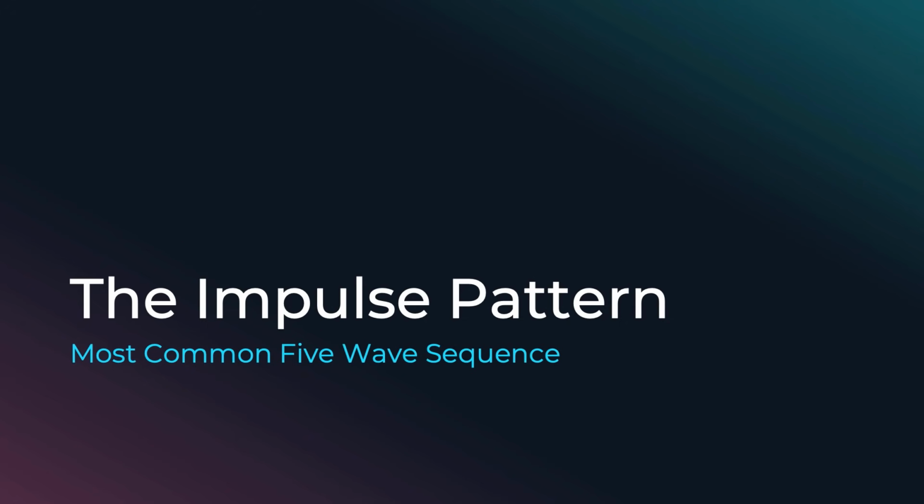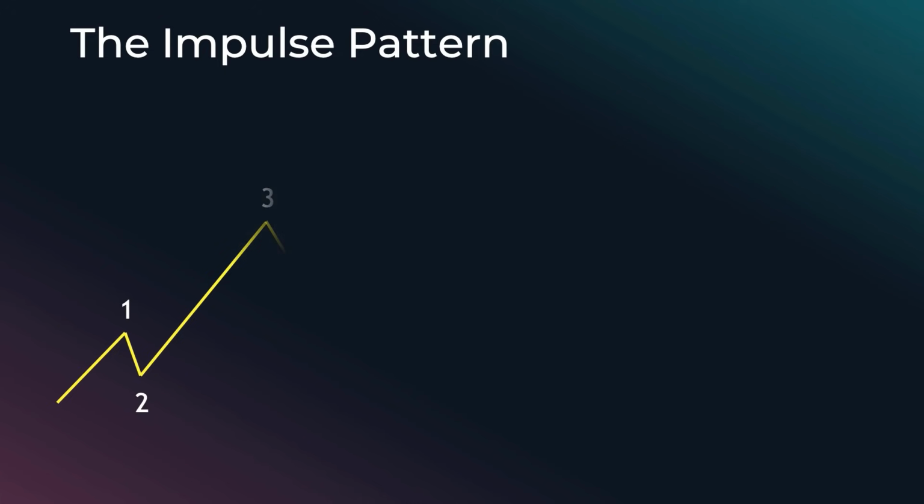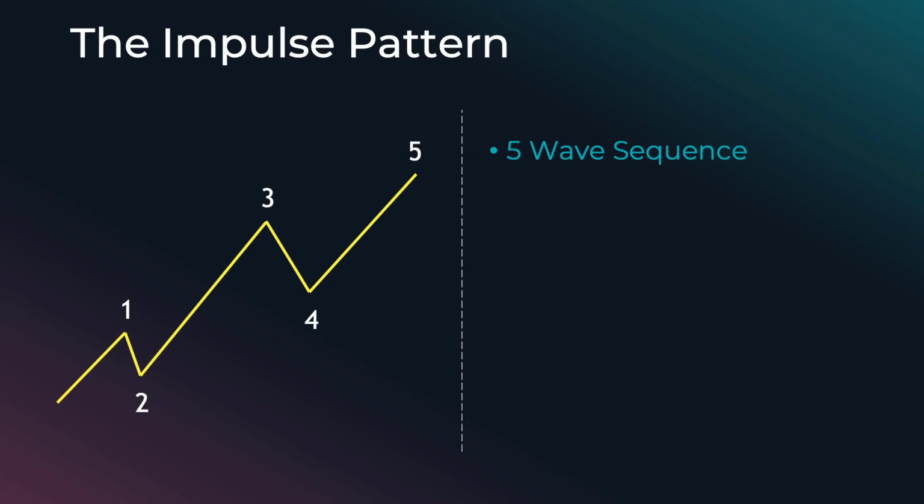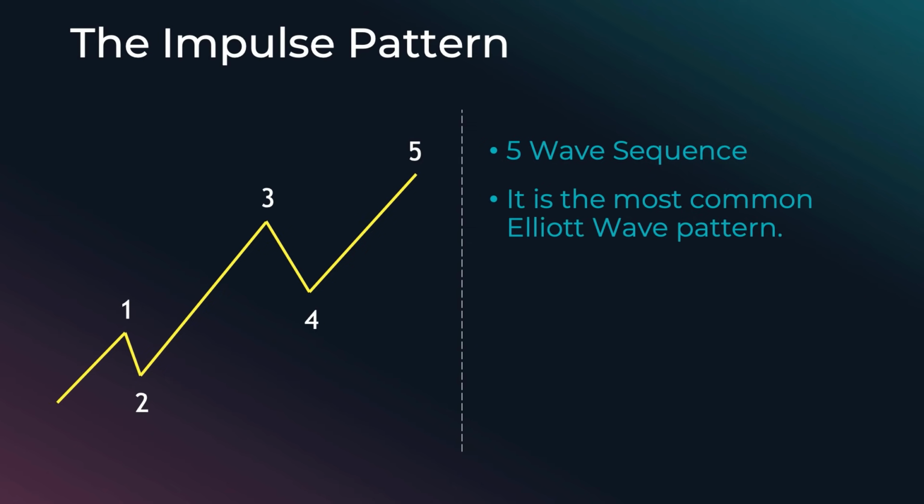Welcome to this section on the impulse pattern, the most common 5-wave sequence. The impulse pattern is a 5-wave sequence, and as diagrammed on the left-hand side, is the most common Elliott wave pattern. It's what you normally see illustrated when someone is talking about Elliott wave. As you'll learn throughout this course, Elliott wave goes far deeper than just this 5-wave pattern, but if this was all it did, it would still be extraordinarily helpful in the world of trading directionally.